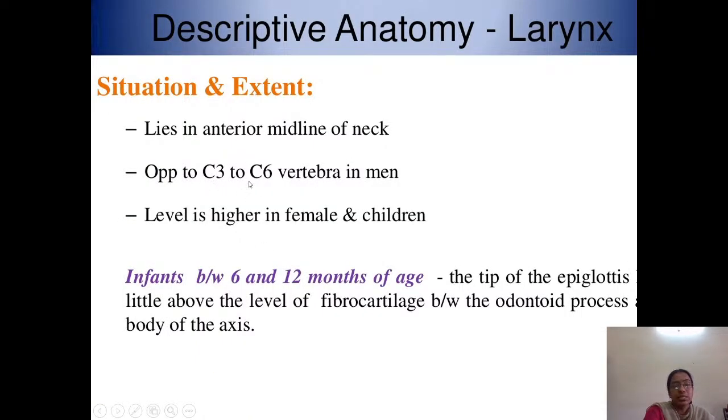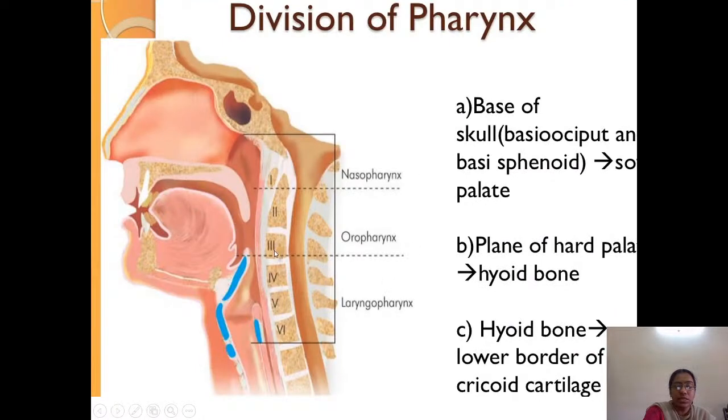It lies opposite to the C3 to C6 cervical vertebrae. But do remember, in females the level is a little bit higher, and also in children, because of the change in the voice. In men, it lies opposite to C3 and C6 cervical vertebrae. In females, and even in children, the larynx lies a little bit higher than normal. But the situation of the larynx in the neck is the midline, extending from C3 to C6.